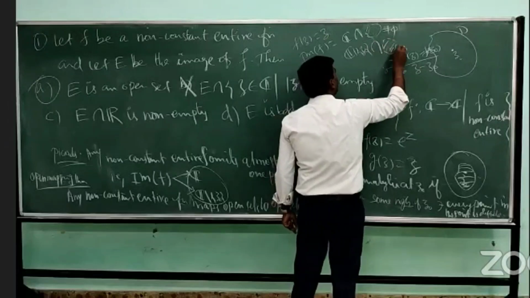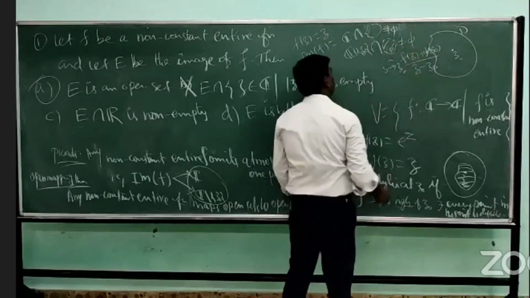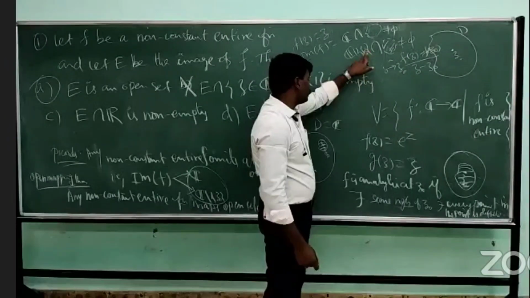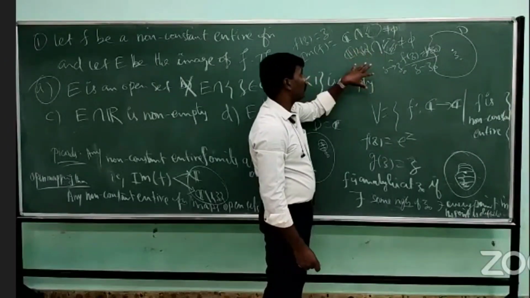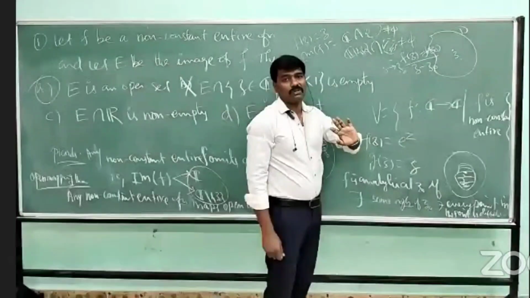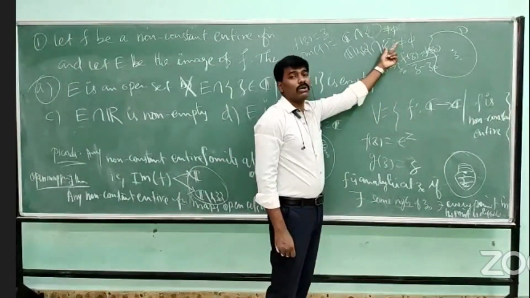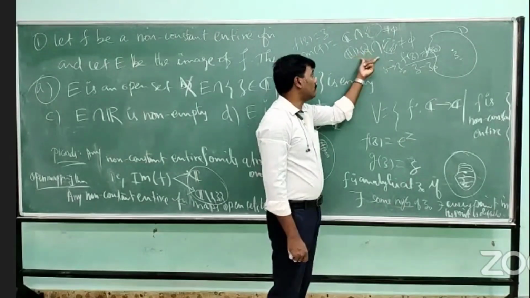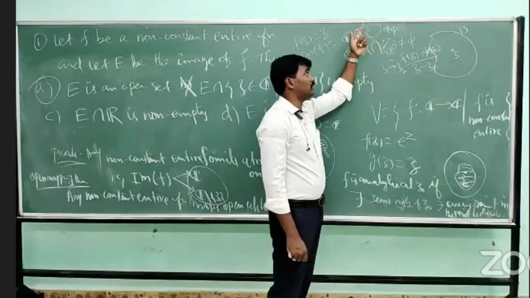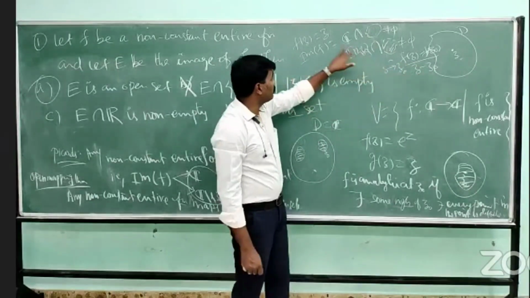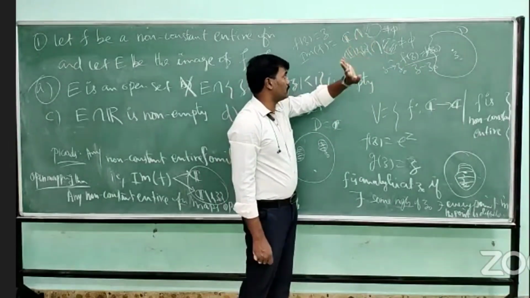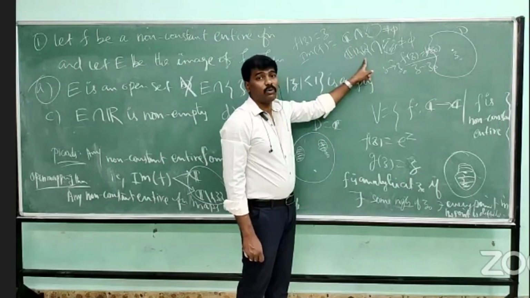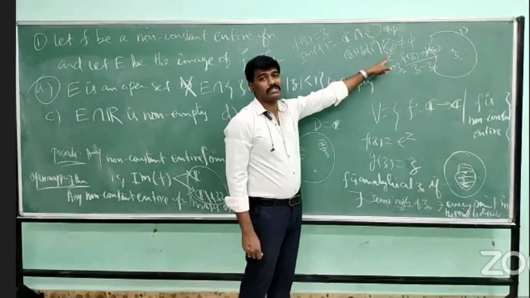You have to intersect with the unit disk. Again, non-empty. Why is it non-empty? Only a single point is removed. The z naught could be in the unit disk also. But the intersection is always non-empty because the disk has uncountably many elements, and only a single point is removed. So this intersection is always non-empty. Because the image could be C, the intersection is non-empty. Even if the image has a single point removed from the whole complex plane, the intersection is still non-empty.